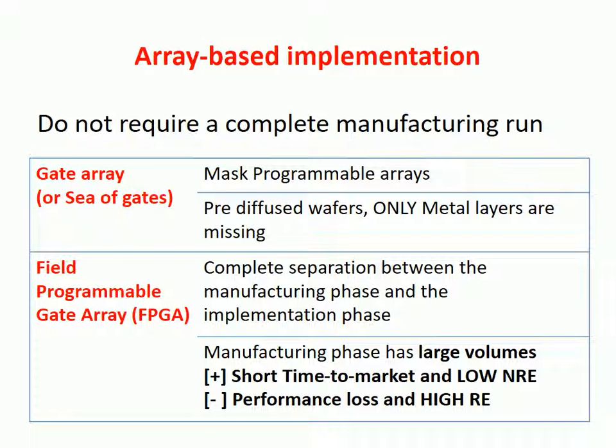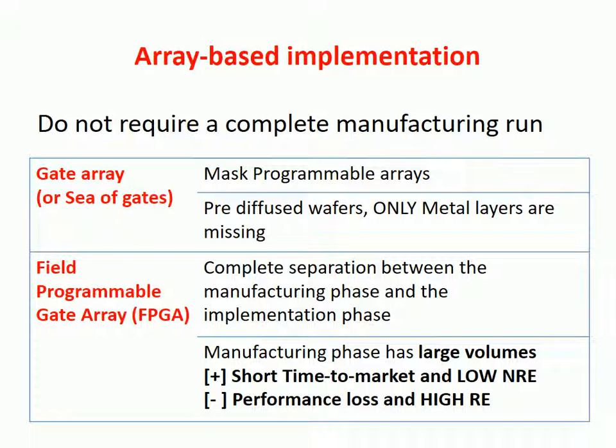In the case of field programmable gate array, the situation is very different, because in that case, nothing goes back to the foundry. There's a complete separation between the manufacturing phase and the implementation phase. We have a so-called FPGA, a field programmable gate array, out of the fab, and then we only have to program the interconnections or program some memory. Typically, this is what we have to do, and we do it out of the fab. And this is done when the final product is done.